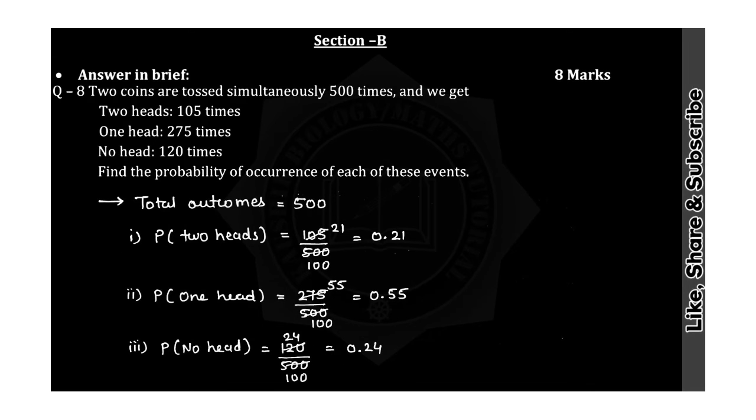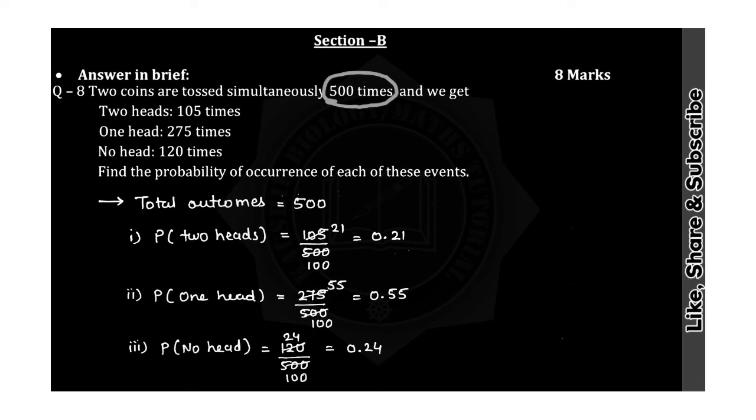Question 8. Two coins are tossed simultaneously 500 times and we get two heads 105 times, one head 275 times and no head 120 times. So find the probability of occurrence of each of these events. Right, now here your two coins are tossed simultaneously 500 times. That means here your total outcomes are 500 times, right? That means total outcome is 500.